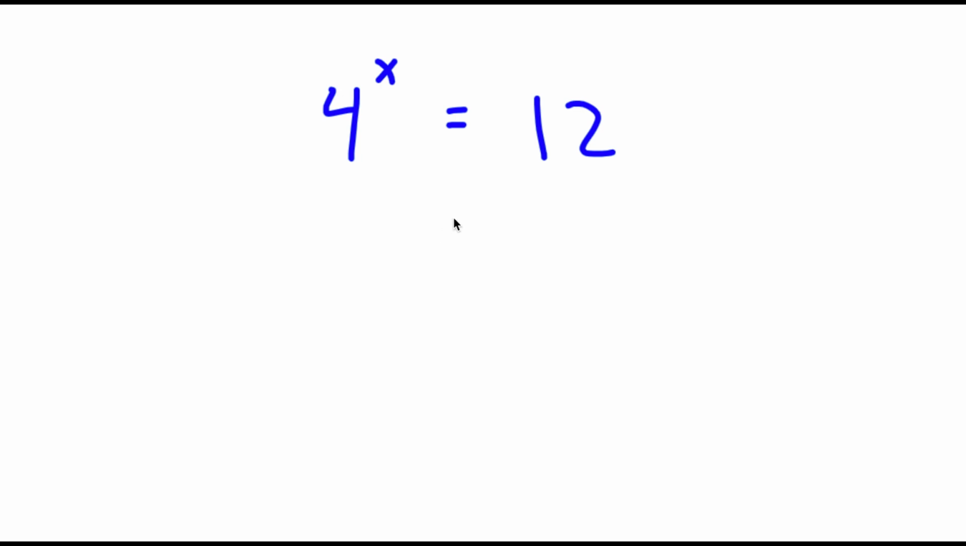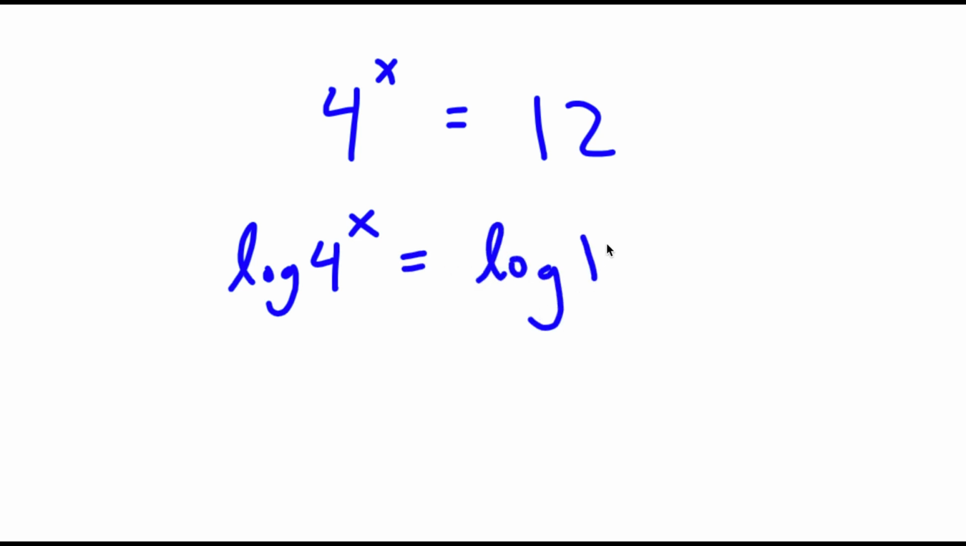Alright, so in this problem I have 4 to the power of x is equal to 12. To solve this, I'm going to first start by taking the log on both sides. So now I have log 4 to the power of x is equal to log 12.